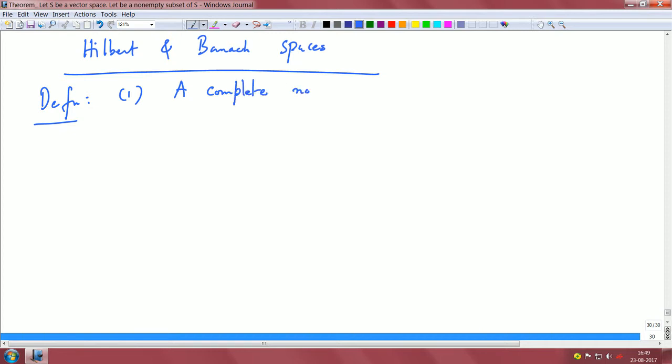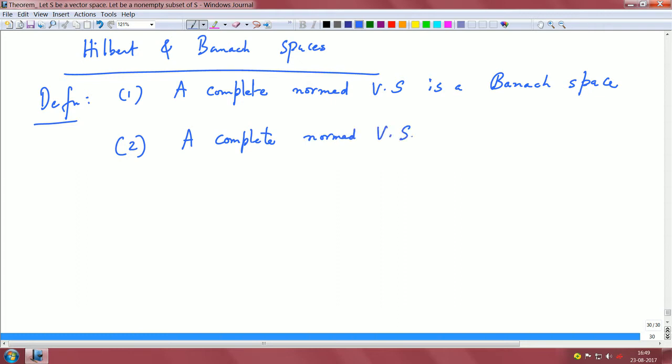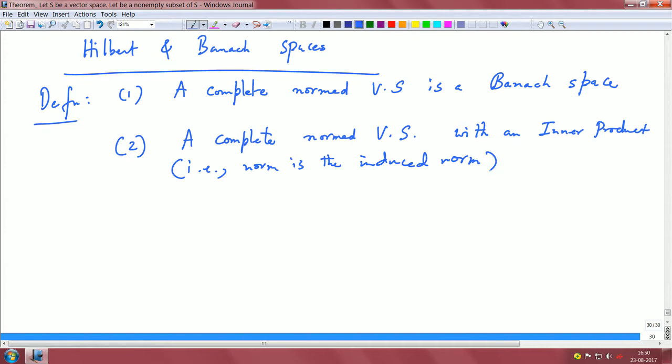A complete normed vector space is a Banach space, and a complete normed vector space with an inner product, this is called a Hilbert space.